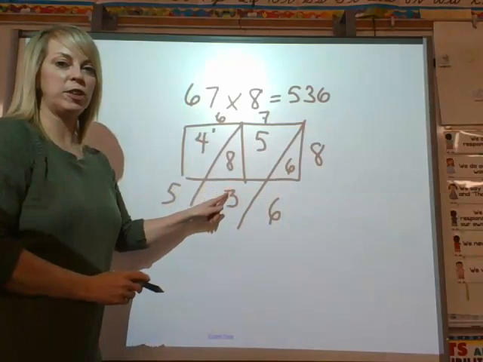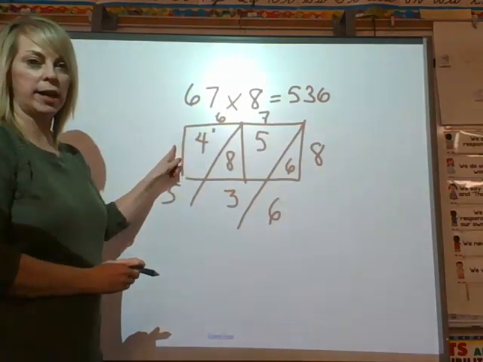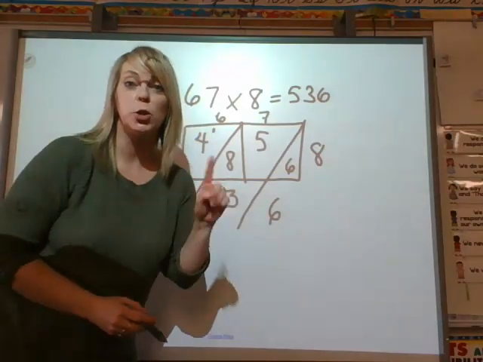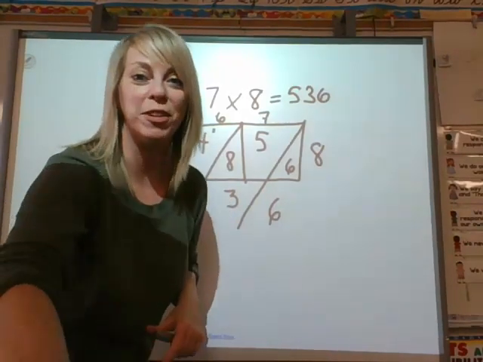So anytime you have to have over a 10, you write down the number, carry the 1 over, and add it to the next row. And that's lattice multiplication. Tune in for the next one on 3 digits times 1 digit. Have fun multiplying.